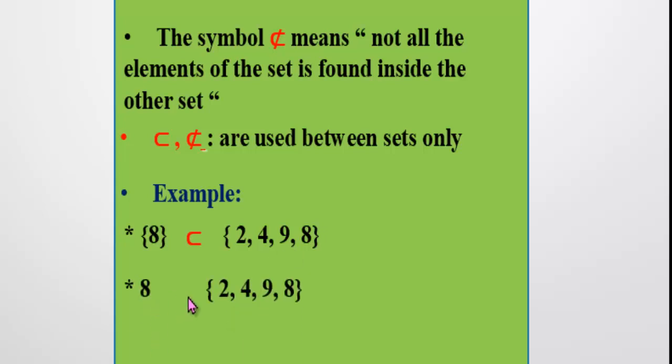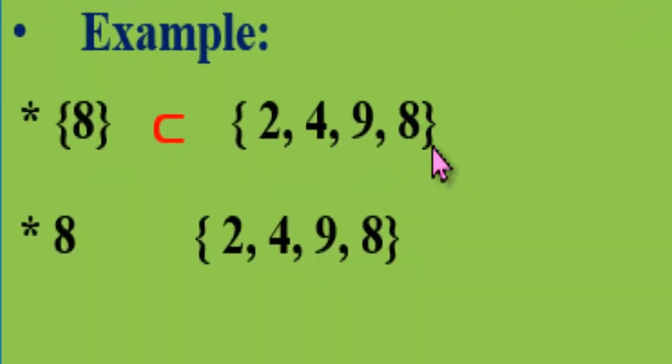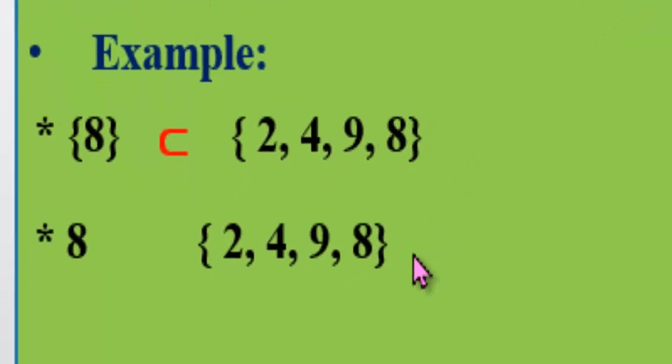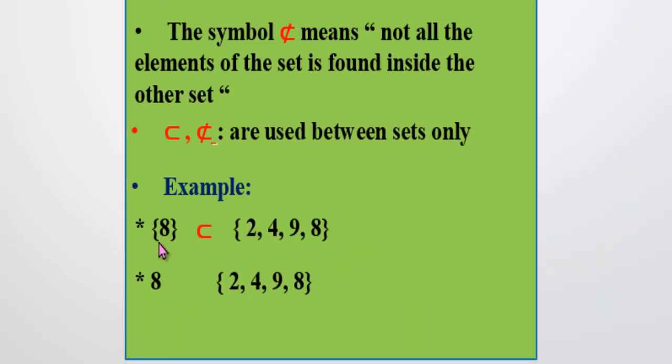I have here 8 and set {2, 4, 9, 8}. Can anyone tell me what is the difference between those two? The first one has set 8. The second one has element 8. So here I was going to choose between subset or not subset, but in this case I'm going to choose between belong and doesn't belong. Is this element found inside of the set? Yes. So 8 belongs to set {2, 4, 9, 8}.